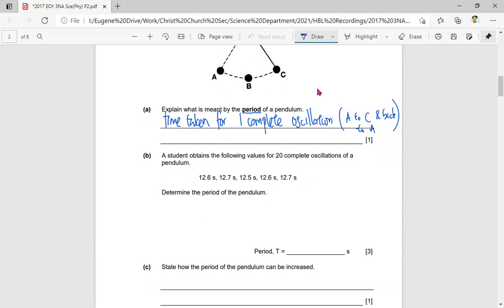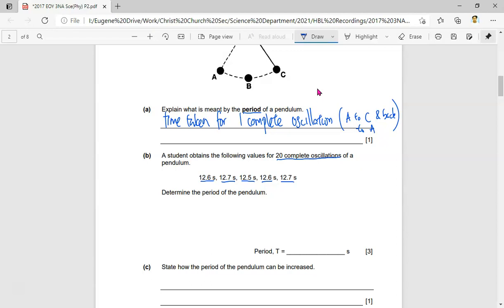Part B here, it says a student obtains the following values for 20 complete oscillations of the pendulum. So 12.6 seconds is for the first set of 20 oscillations. 12.7 is another 20 oscillations. 12.5 is another, 12.6 is another, 12.7 is another. So actually this result is for 20 complete oscillations. So he did 20 complete oscillations 5 times.